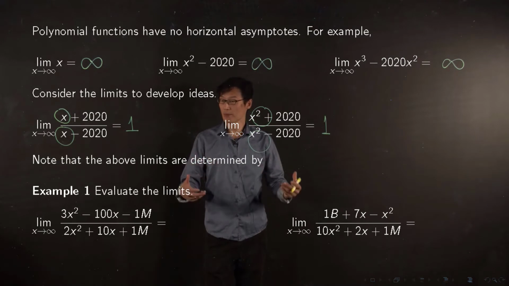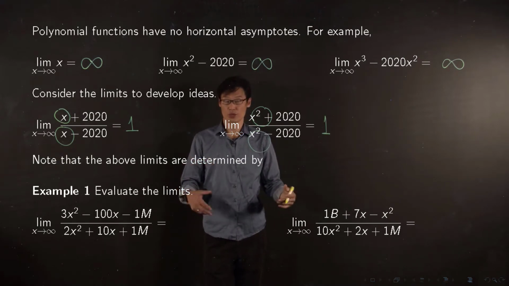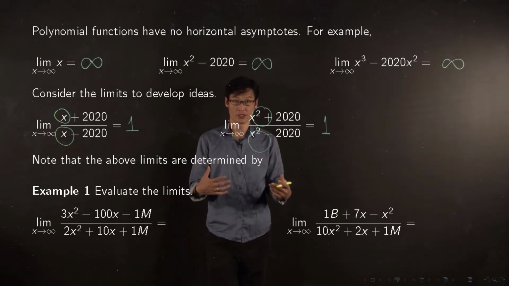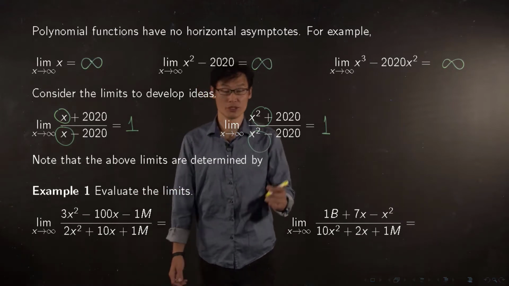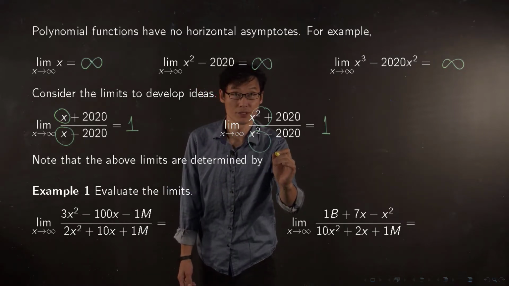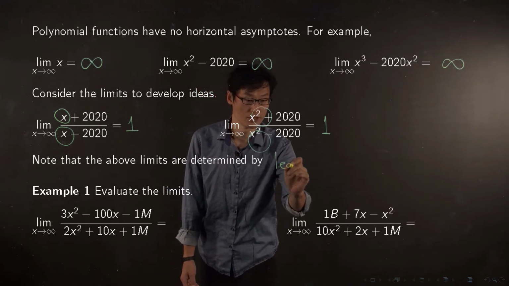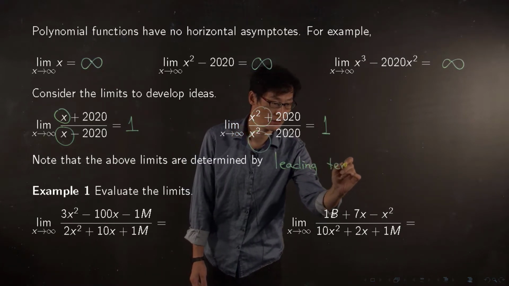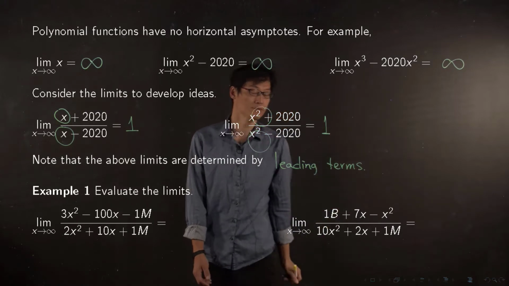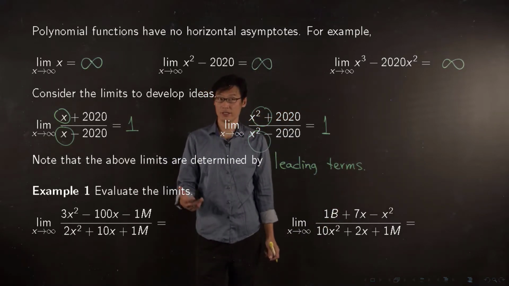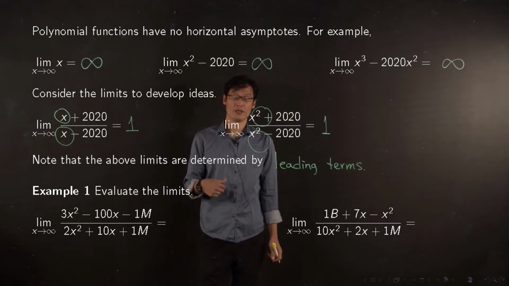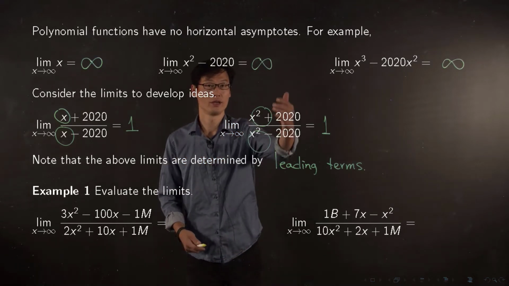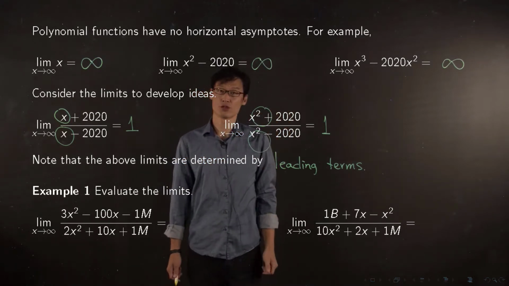So when we examine the behavior of functions, we need to look at the leading terms. Actually, limits are determined by leading terms. By leading terms, we mean the term with the largest order, x squared.